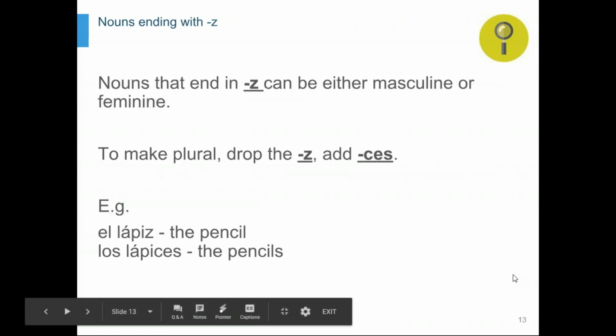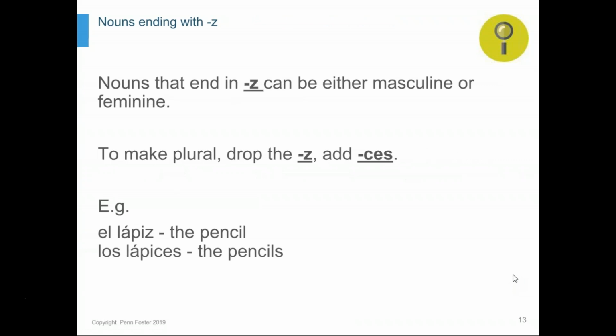Okay, and the last type of noun that we have today is a noun that ends in the letter Z. A noun such as lápiz, a pencil. All right, again, depending on the noun, it can be either masculine or feminine. Lápiz happens to be masculine.